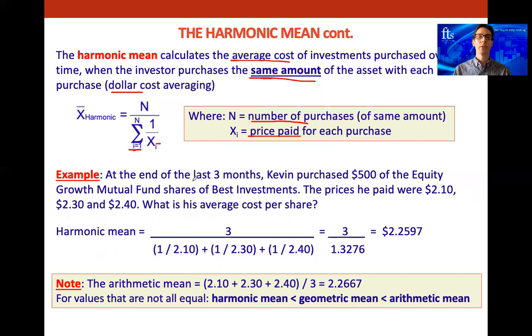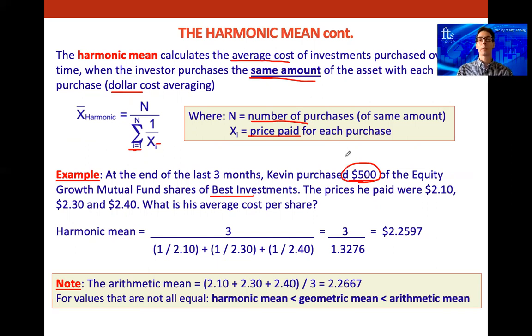That'll help a lot. So at the end of each of the last 3 months, Kevin purchased $500 of the equity growth mutual fund shares of Best Investments. So he's investing into Best Investments equity growth mutual fund. And the important part here is he's putting in $500 each and every month.